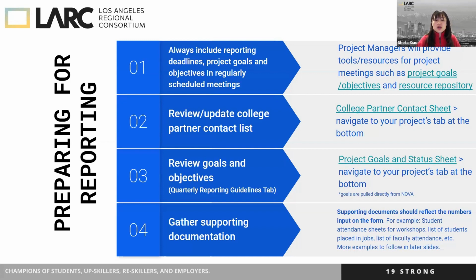And then number 4, we want folks to gather supporting documentation earlier rather than later. This will help you in the reporting process. Supporting documents could be anything from attendance sheets for workshops, lists of students placed in jobs, etc. And so once again, we'll go into more detail about what types of supporting documents are needed for different activities. Next slide.